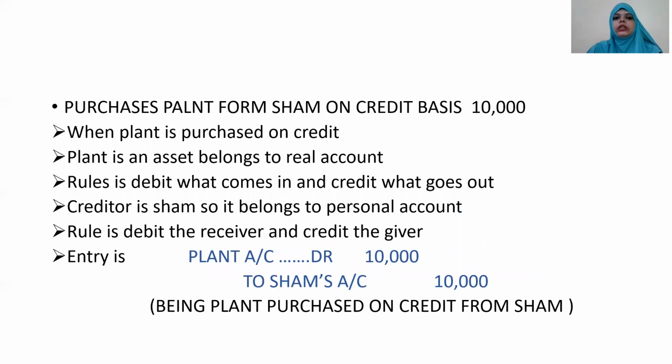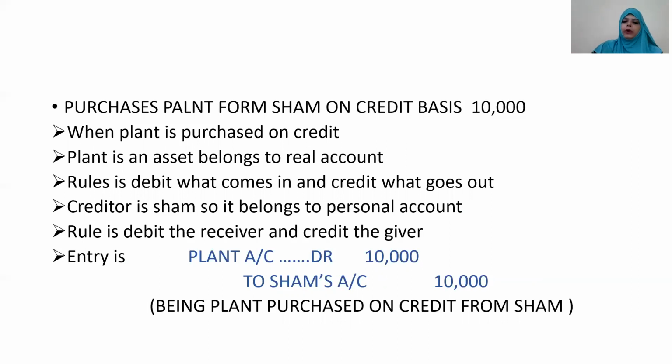The next one is purchase plant from Shyam on credit basis rupees 10,000. When plant is purchased on credit, plant is an asset belonging to real account. Rule is debit what comes in and credit what goes out. Shyam is the creditor, it belongs to personal account. Because the name of the person is mentioned, so it belongs to personal account. The rule for the personal account is debit the receiver and credit the giver.